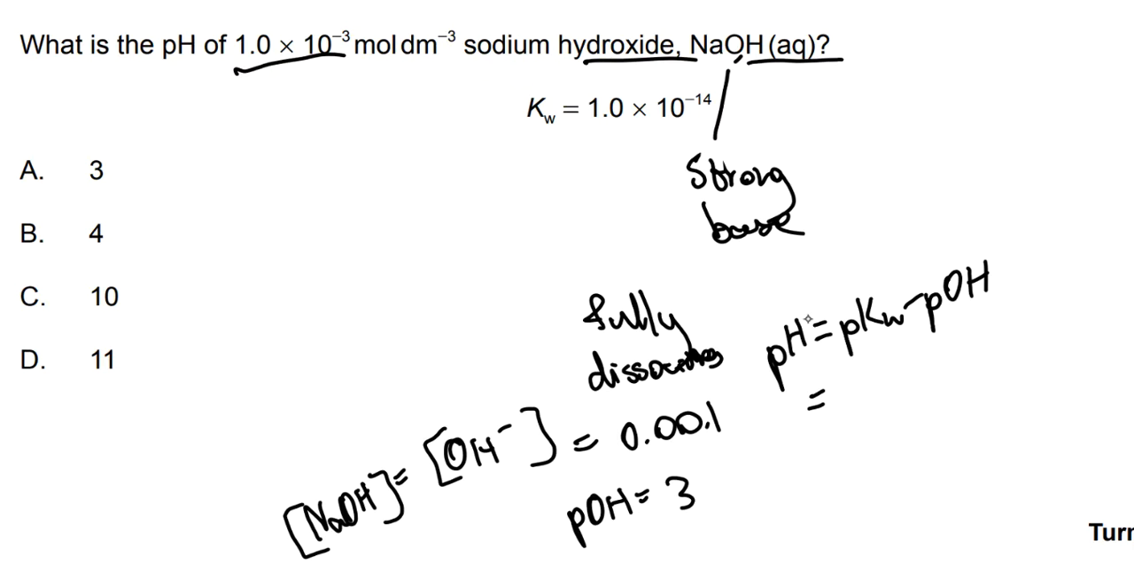Here, pKw is going to be p of 1.0 times 10 to the negative 14, which is just going to be 14, minus pOH, which is 3. We're going to get 11 as our answer.